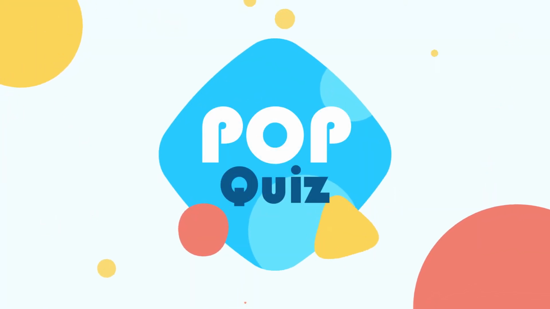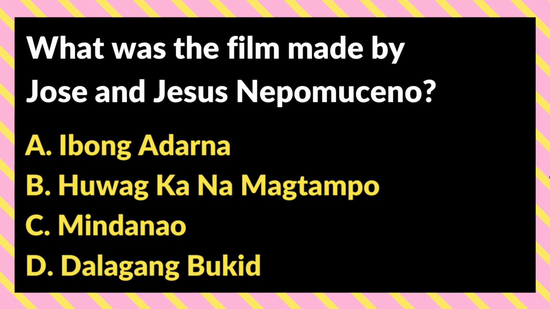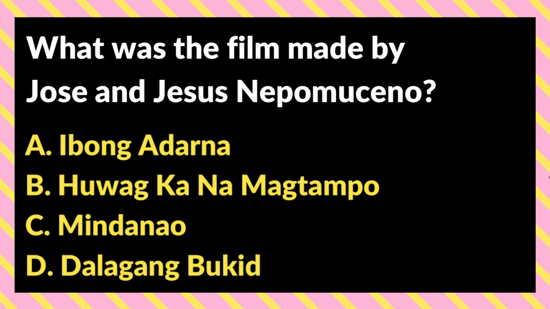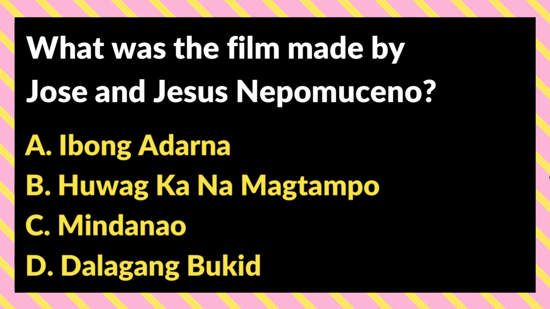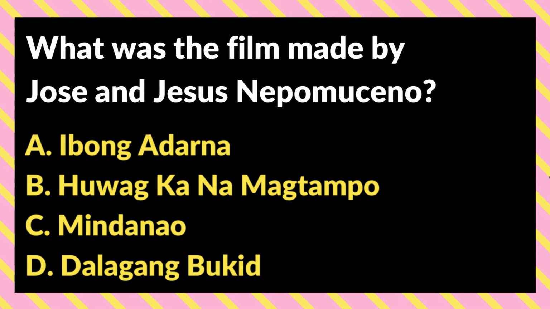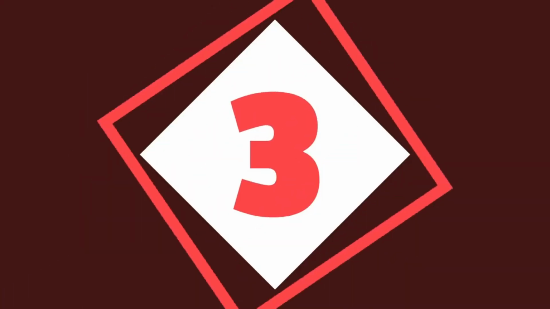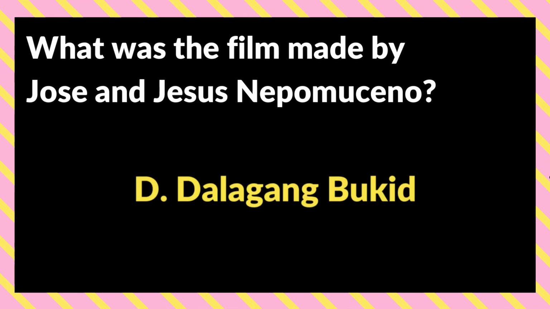It's time for a pop quiz. What was the film made by Jose and Jesus Nepomuceno? A. Ibong Adarna, B. Huwag Ka Nang Magtampo, C. Mindanao, or D. Dalagang Bukid. You only have 10 seconds to answer the question. 10 seconds starts now. And the answer is letter D, Dalagang Bukid.